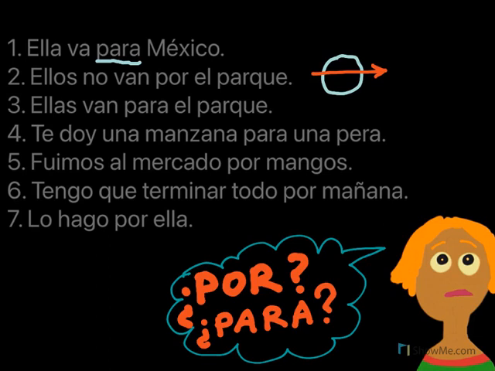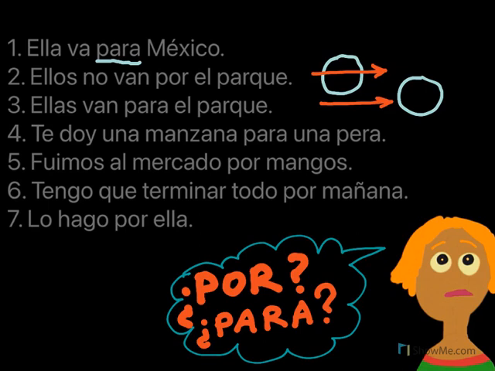Next one is "Ellas van para el parque." In this case, they're not in the park yet, but as in the case one, it will be the destination. They're going to the park, in the direction of the park, towards the park.